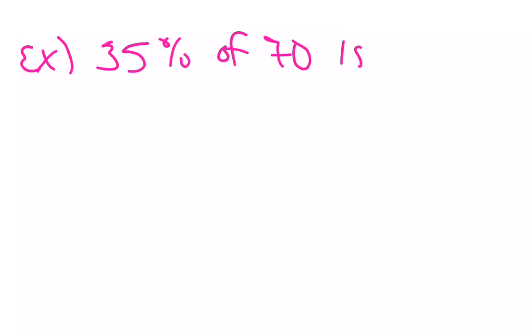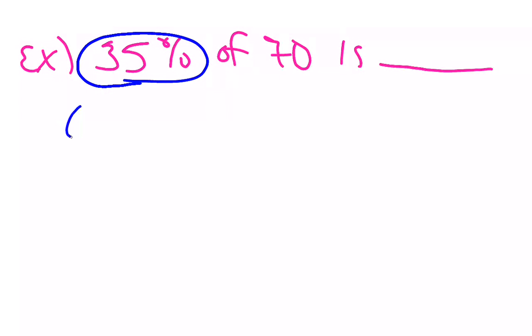There are percent type problems that we want to solve. So let's look at an example of this. It says 35% of 70 is blank. So we want to know what the percentage of that number is. So the way to do that is we have to take our percent and change it back to a decimal. So 35% means we're dividing by 100. Move the decimal place 2 spaces to the left, so we get 0.35.